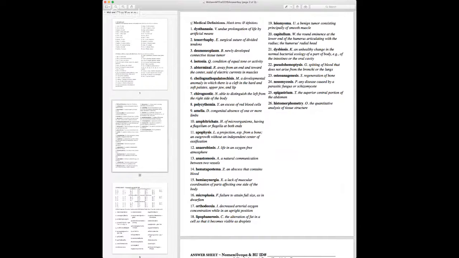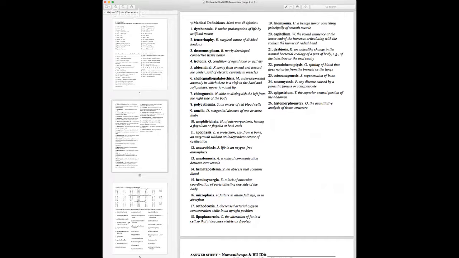Or other words like apophysis, a projection from a bone, an outgrowth without an independent center of ossification. This one was tricky because, of course, it has the word bone in it, and there were some other words that had the word bone in them too, like osteoanagenesis. The reason this one works is because it was an idea of projection, something away from, the prefix apo, and then the physis indicates something that is a growth. I know that one was tricky. But sometimes, as you found in your homework, the medical terms and their definitions, the bases and the definitions, don't entirely line up.